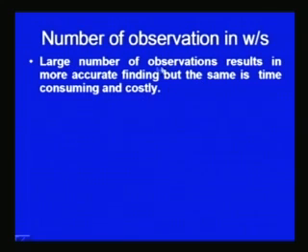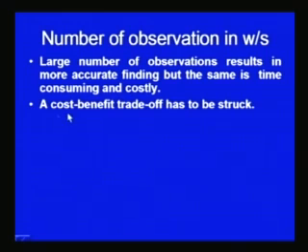Generally, an increase in the number of observations increases the accuracy of the findings, but at the same time it also increases the time required for carrying out the study, and the cost also. Therefore, a cost-benefit trade-off has to be struck, so that we see what accuracy is actually desired for the given purpose for which a study is being conducted, and what cost can be borne, meaning the cost which can be taken up for a given accuracy.